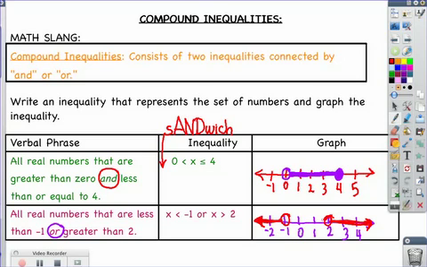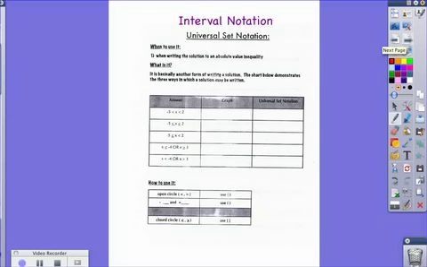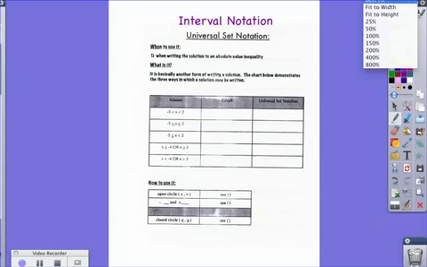Now I'm going to introduce you to something called interval notation, which is also known as universal set notation. Begin by graphing these 5 inequalities. So pause the screen and resume when you're ready.